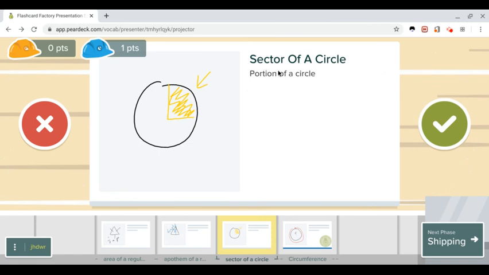Then this is asking for the sector of a circle. I said it's pretty much a portion of a circle. And then here in yellow, which is what I was talking about earlier, it allows you to use different colors, which I think is really cool, especially for those students that are more visual and like to draw. I've noticed that they like to draw in class, so this is something that will engage them a little bit more. So I'm going to go ahead and give this a green stamp.